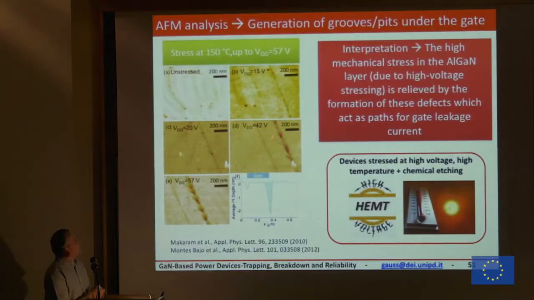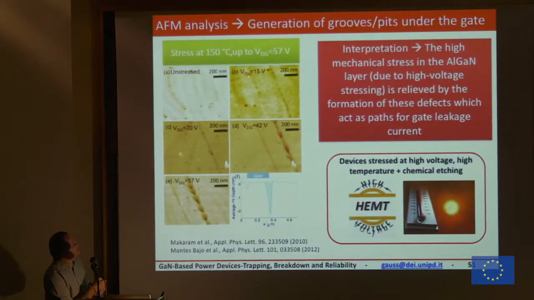A very nice experiment was done by the group of Palacios and also Del Alamo. They were taking the device. They applied different stress levels. You see 15, 20, 42, 57, where they see the increase of the leakage current. And then they took a device and removed any metal. So here they remove the gate, they remove the metal, the ohmic contact. They see nothing on top of the aluminum gallium nitride.